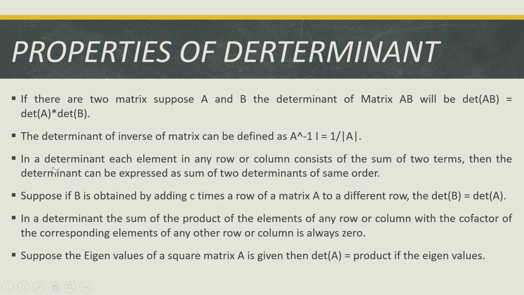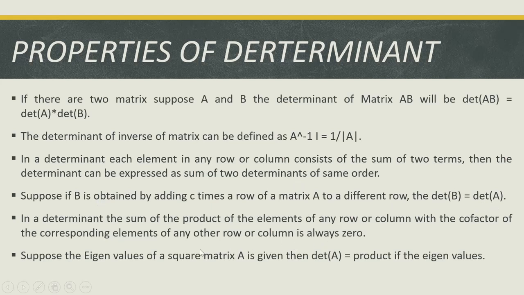The ninth property is that in a determinant, if each element in any row or column consists of the sum of two terms, then the determinant can be expressed as the sum of determinants of the same order. The 10th property is that suppose if B is obtained by adding C times a row of a matrix A to a different row, the determinant of B is equal to determinant of A.